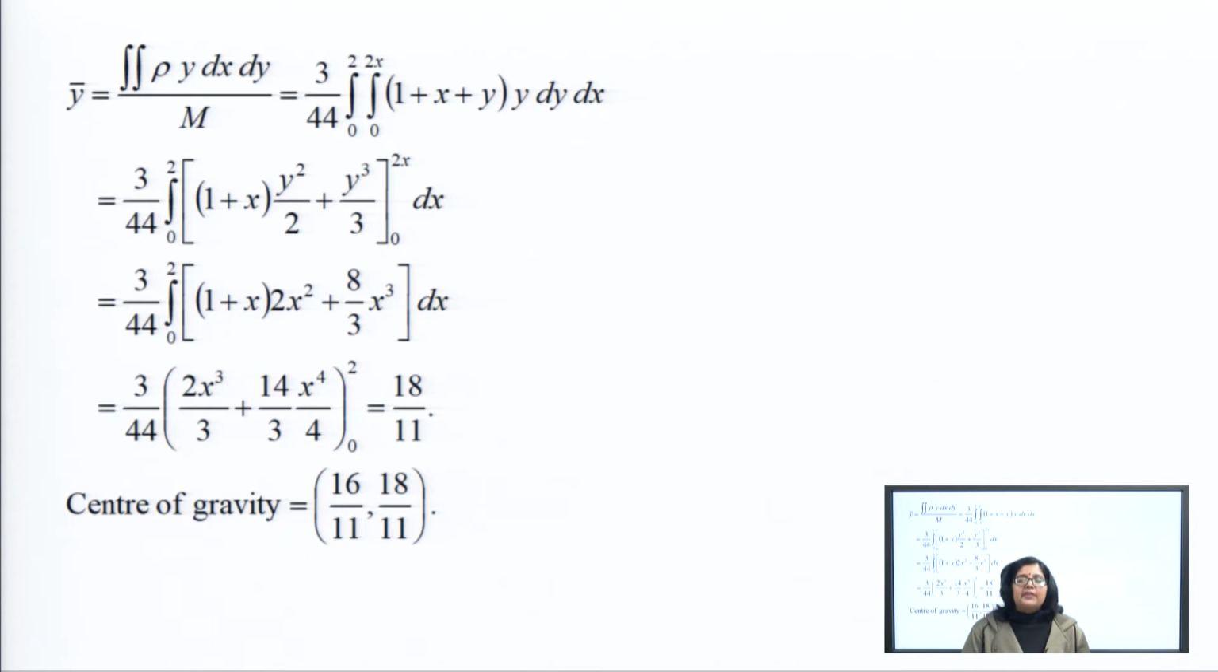So, the center of gravity is x bar, y bar, where 16 by 11 is the x coordinate and 18 by 11 is the y coordinate. So, the center of gravity is 16 by 11 comma 18 by 11. And now we go to the next example.